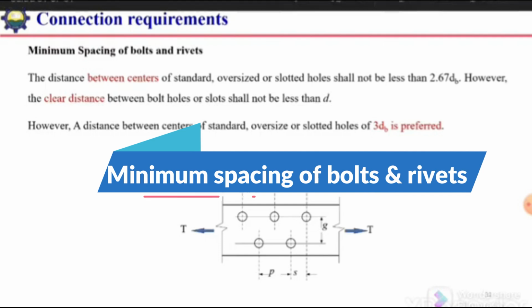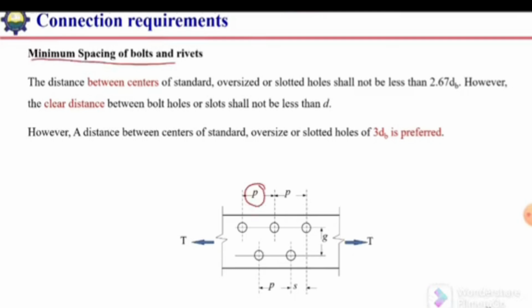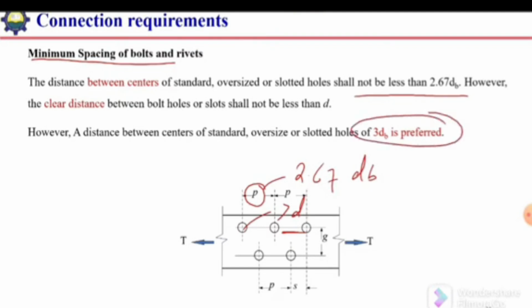The minimum spacing of bolts or rivets. The minimum spacing of bolts or rivets should be more than 2.67 d_b. So the spacing should be more than 2.67 times the diameter of the bolt, and the clear spacing between these holes should be at least d. So it should be greater than d, and this pitch should be greater than 2.67 times the diameter of the bolt. And the preferable spacing of the bolts is 3 times diameter. So this preferable value of pitch is 3 times the diameter of the bolt.